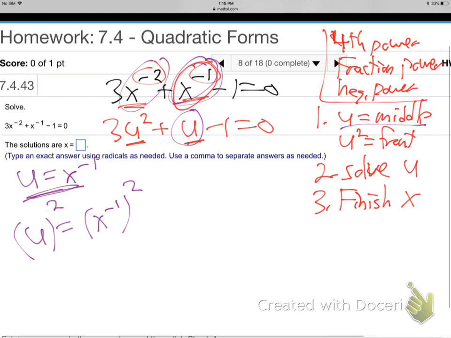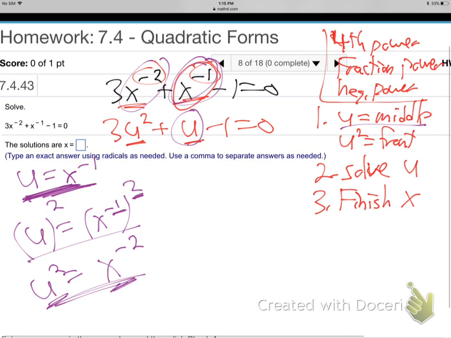You're allowed to do that, right? Then u squared will be, and what do you do with these powers? You multiply them. That proves x to the minus 2 is u squared. Everybody see that? I just squared both sides. So I took this truth and raised both sides to the second power. If u is x to the minus 1, then u squared is x to the minus 2.